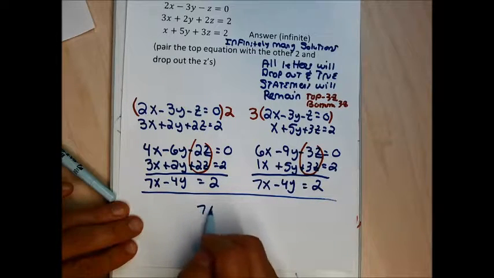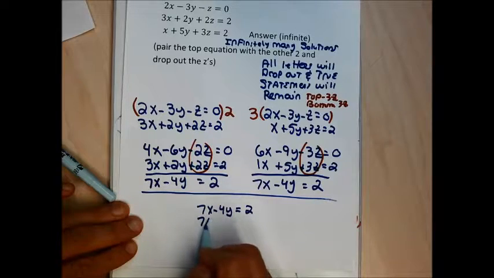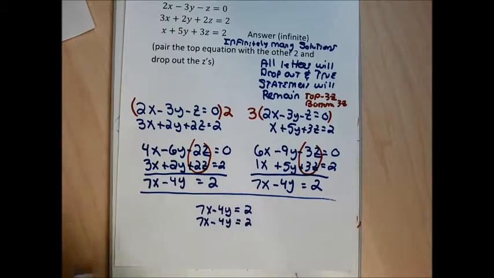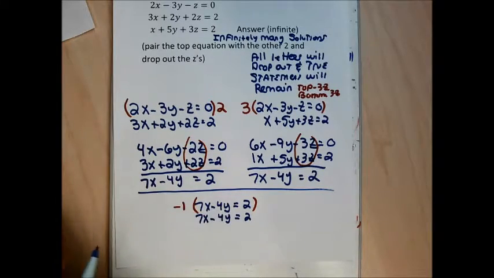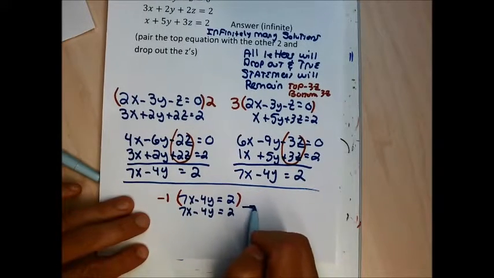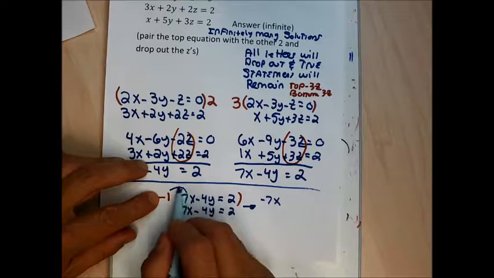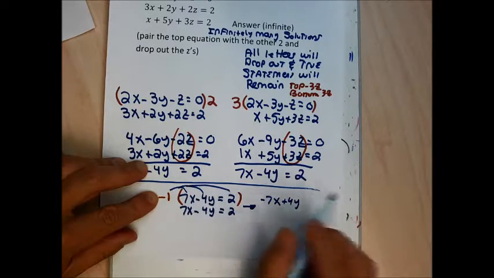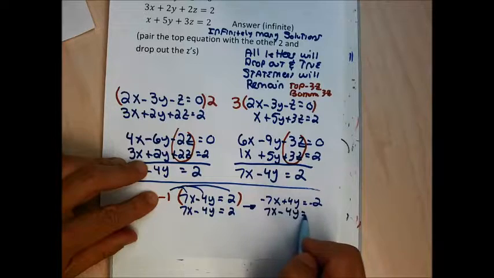Next step, stack these on top of each other. Solve using the elimination method, my third elimination method. What I'm going to do is multiply the top equation by negative 1, and it's going to cause both letters to cancel. When I multiply the top by negative 1, negative 1 times 7x is negative 7x. Negative 1 times negative 4y is positive 4y. Negative 1 times positive 2 is negative 2. I'm going to leave the bottom equation, 7x minus 4y equals 2.